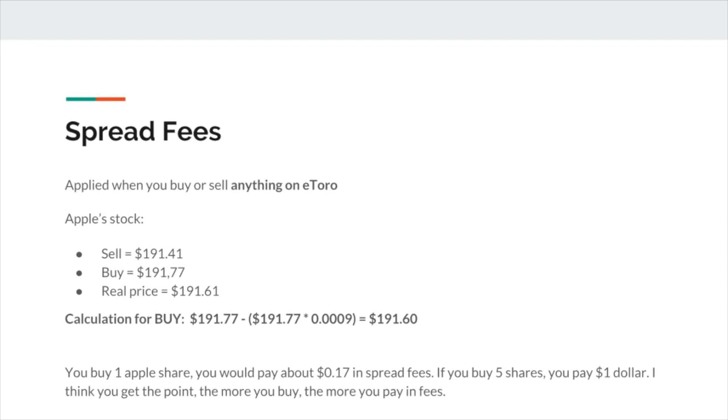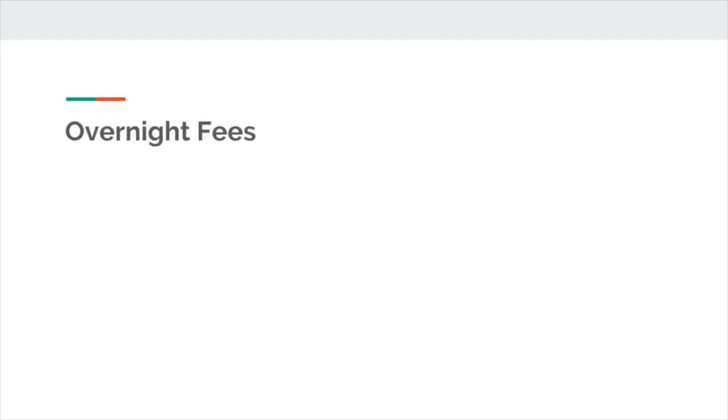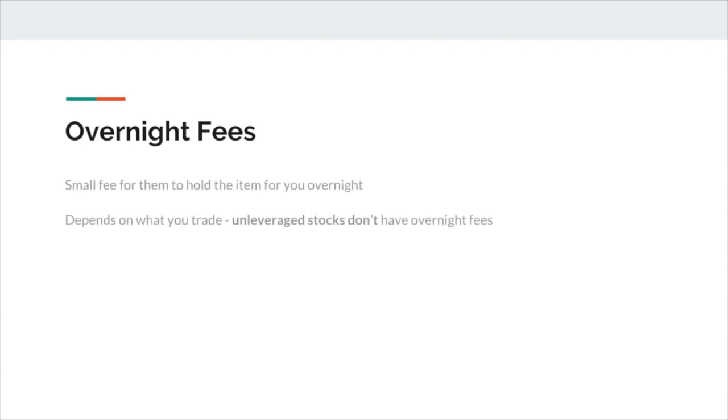Like most other trading platforms, eToro also charges overnight fees, which is basically a small fee for them to lend you the money to hold positions overnight. This again really depends on what you're trading. For example, if you trade stocks and you don't leverage them, then there are no overnight fees. If you do leverage, it means eToro is lending you money, so they are collecting interest rate on that amount.